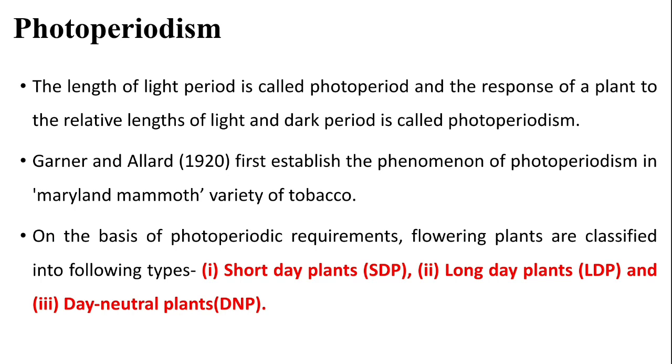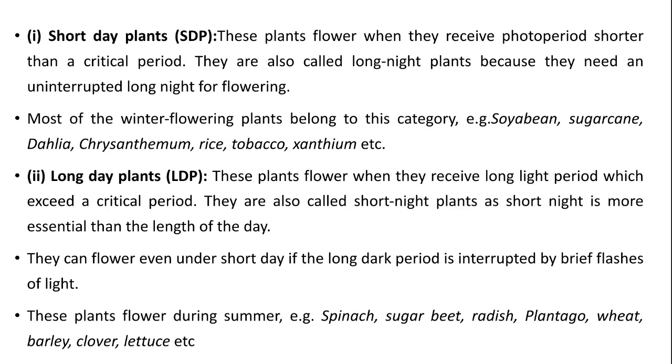On the basis of photoperiodism requirement, flowering plants are classified into short day plants, long day plants and day neutral plants. Short day plants flower when they receive a photoperiod shorter than a critical period. They are also called long night plants because they need an uninterrupted long night for flowering. Most winter flowering plants belong to this category. For example, soybean, sugarcane, dahlia, chrysanthemum, rice, tobacco and xanthium.